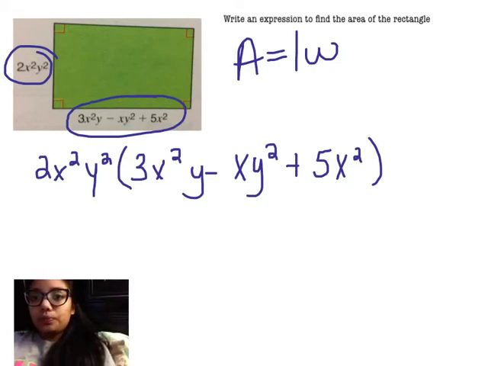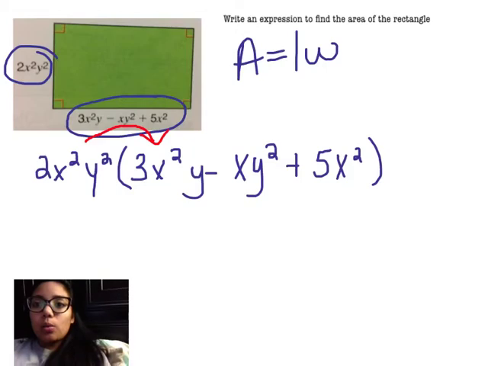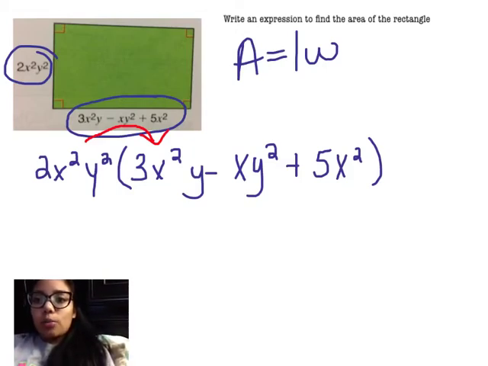So the first thing I'm going to do, in my parentheses, there's nothing I can combine. So if there's nothing that I can combine, that means I have to distribute. If there was something I could combine in my parentheses, then I would combine them first. But there's nothing I could combine, so don't even worry about it. So I multiply 2x squared y squared times 3x squared y. So I'm going to go ahead and show my step.